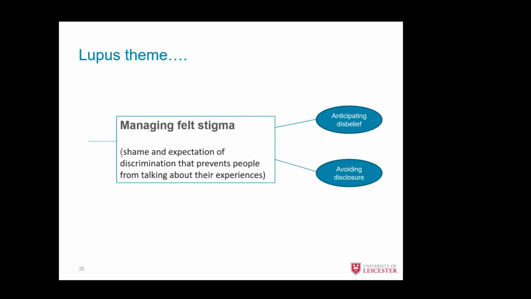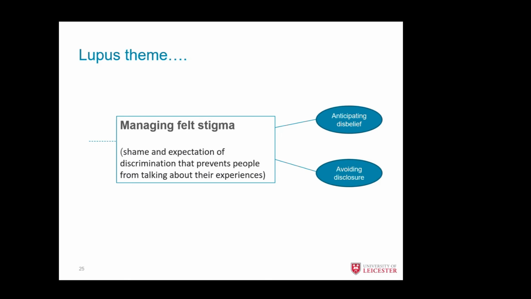So you can then look at that theme and look back at your data and say, well, I've understood this as about a process of managing felt stigma. Now I look back at my data, does that seem to fit what I can see in that data?